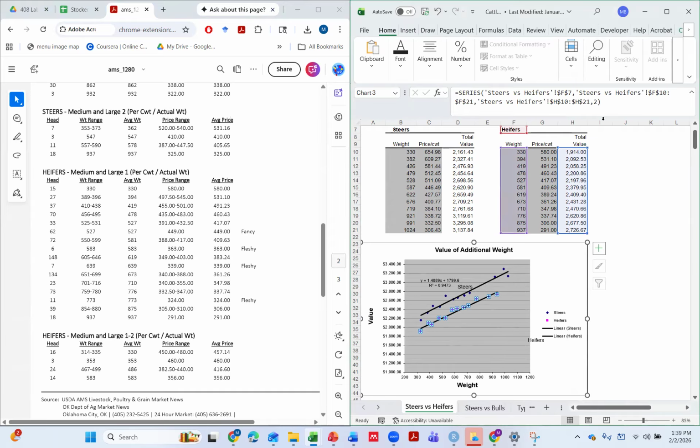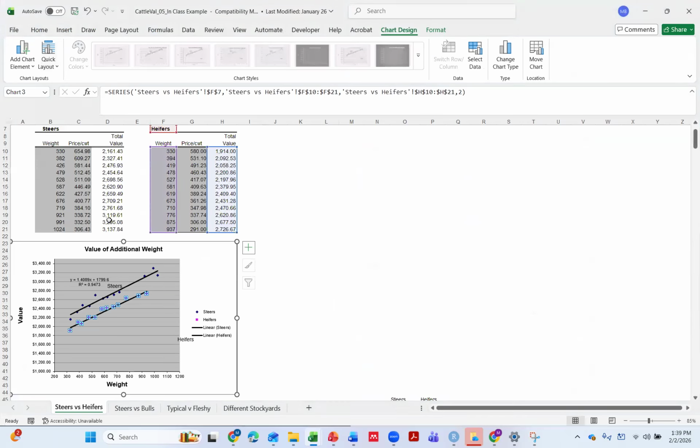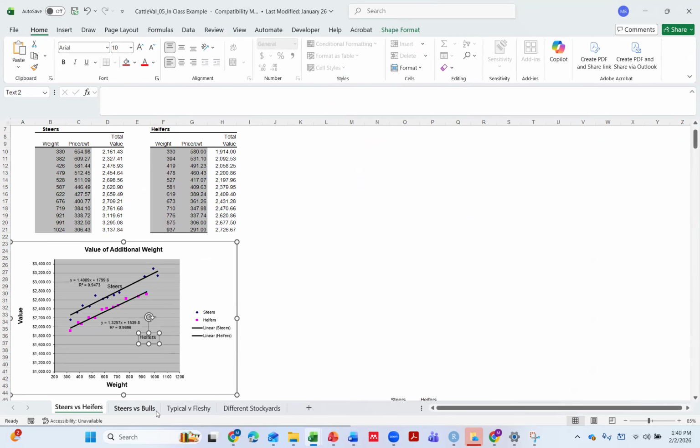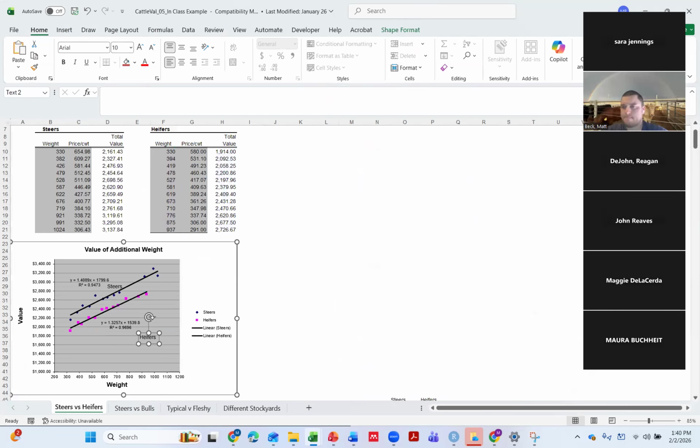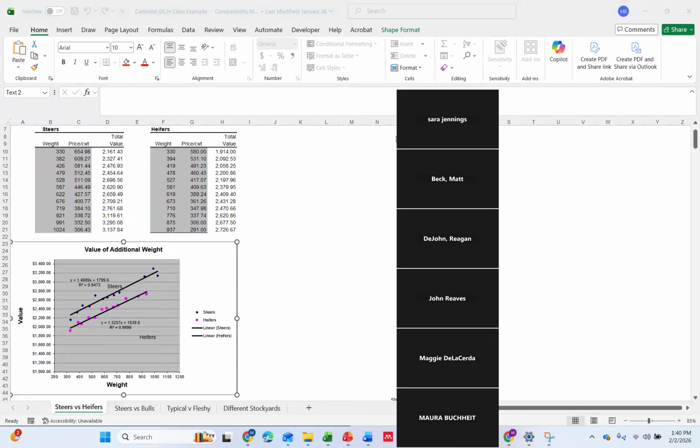What do we notice about this line with the steers data versus this line with the heifers? Anybody want to speak up? It's not a trick question, guys. Will someone please speak up? You're going to make me not want to do lectures or labs on Zoom ever again.